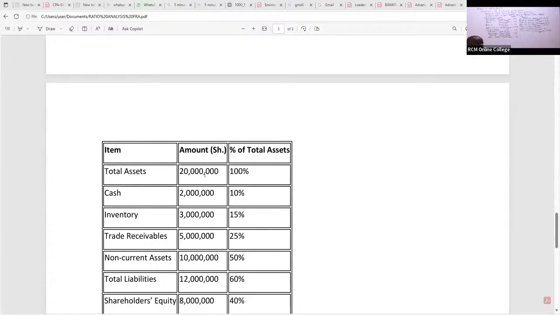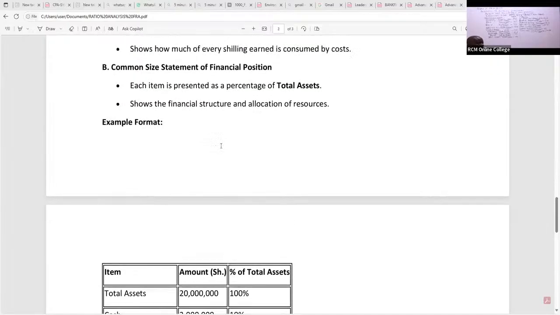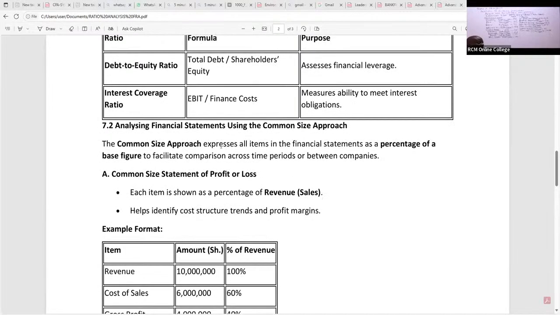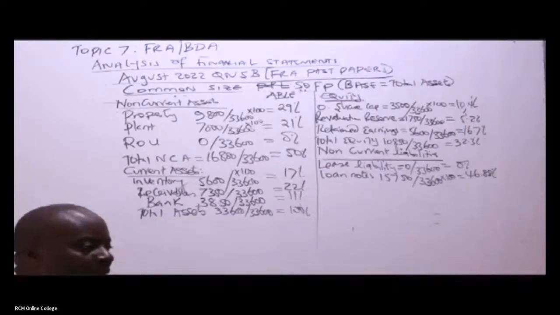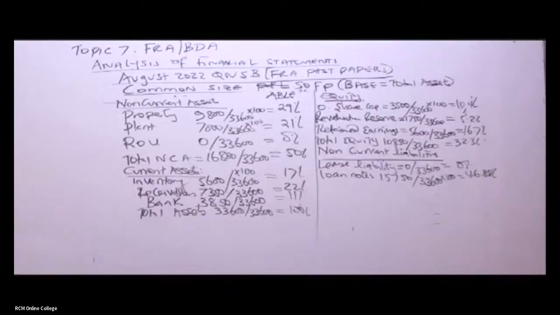You can see, like I gave you a small example here, our total assets were 20 million, and you can see all the numbers are being divided by that 20 million. That's what we are doing. And then PC, remember, for the income statement, everything is to be divided by revenue. I hope that answers your question, PC.